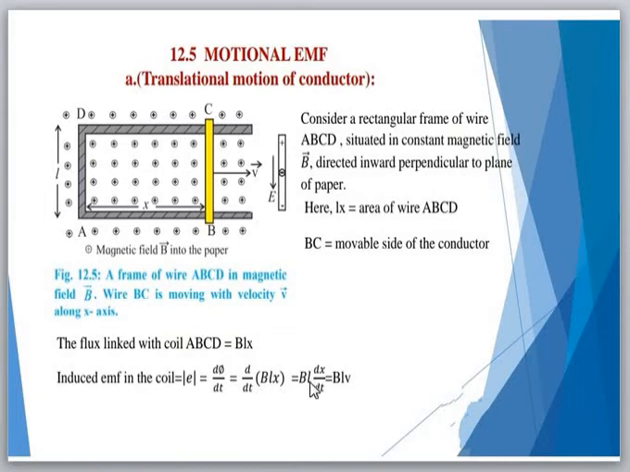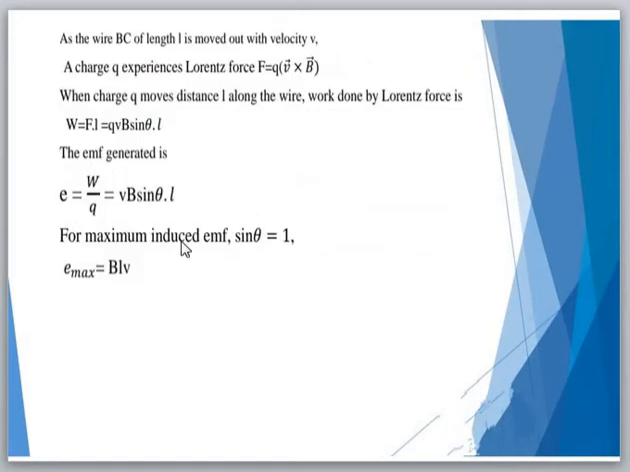BL is constant. Here L is the length of this conductor BC, it is constant. B is the magnetic field which is constant, therefore induced EMF E is equal to BL dx divided by dt. X is the displacement, dx by dt is the velocity, therefore E is equal to BLV. We get the equation for the induced EMF: E is equal to BLV. B is the magnetic field, L is the length of the conductor, and V is the velocity of the conductor.